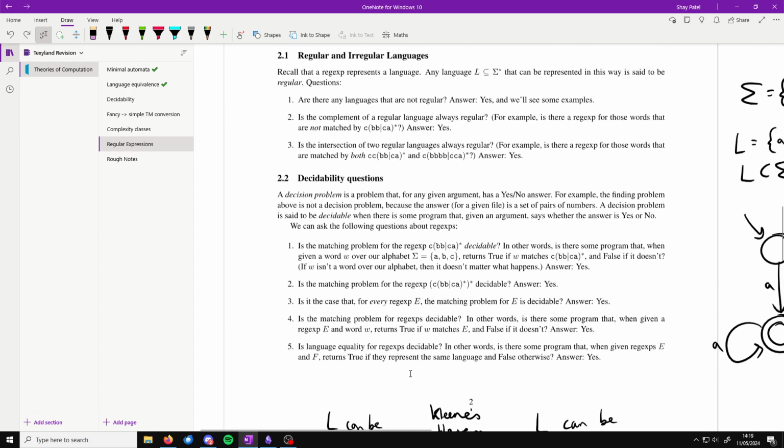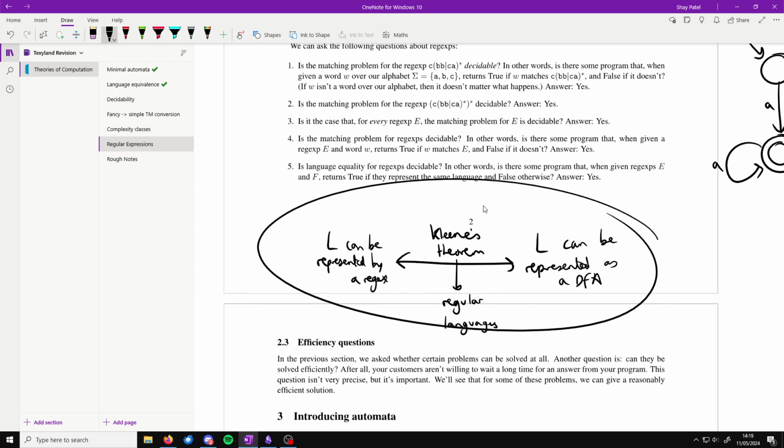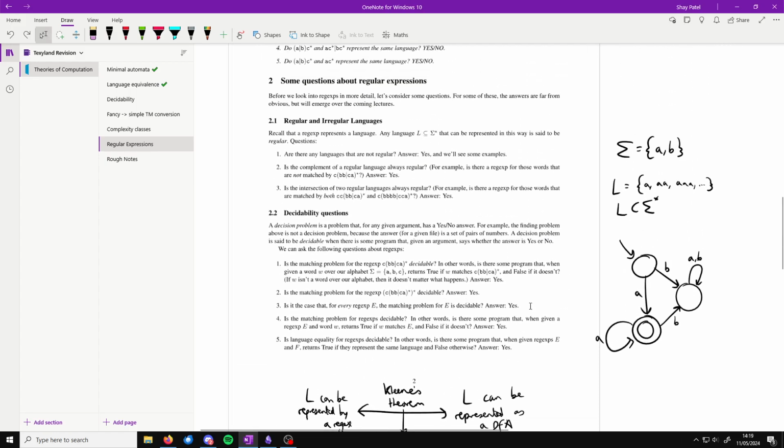But the main thing we want to keep in mind is we can convert between regular expressions and DFAs, and both of these represent a regular language. So we can have irregular languages, which can't be represented by a DFA. Can anyone give me an example of an irregular language?